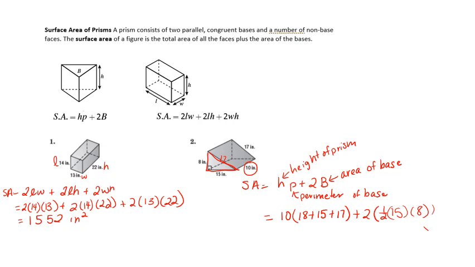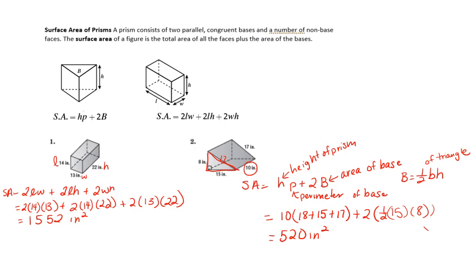So again, our base in this case was 1/2 base times height of the triangle. And then remember, perimeter, you add up all the sides. So when I put that in the calculator, I should get 520 inches squared. Again, practice putting that in the calculator. Make sure you get the same number I do.